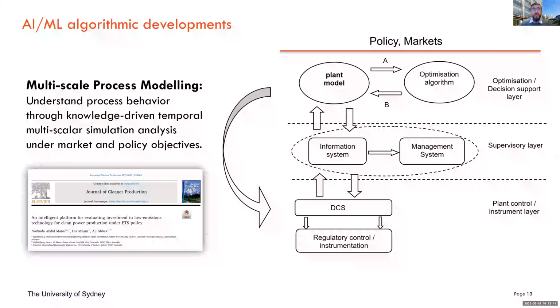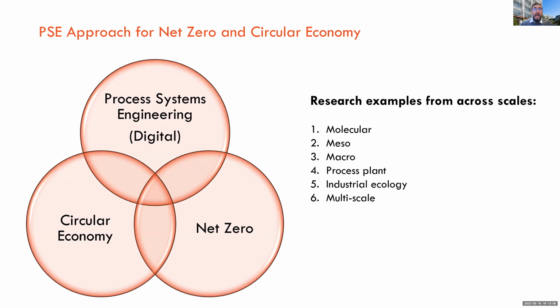This is a slide that shows you this multi-level way of thinking about this problem, where we can have the plant at the bottom, supervisory layers, optimization decision-making layers, and then the policy. This is the multi-scale system I was referring to, and we often publish on this work in the international journals. Our research uses that systems thinking approach.